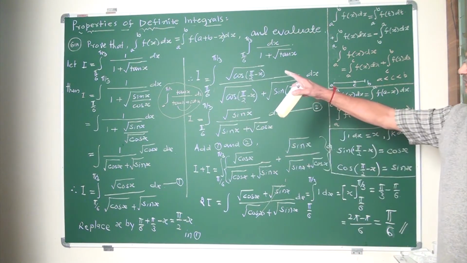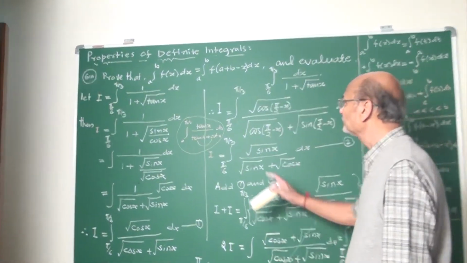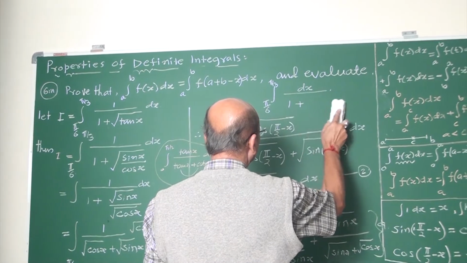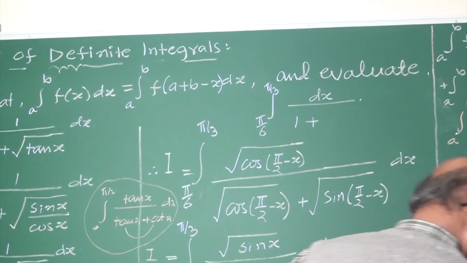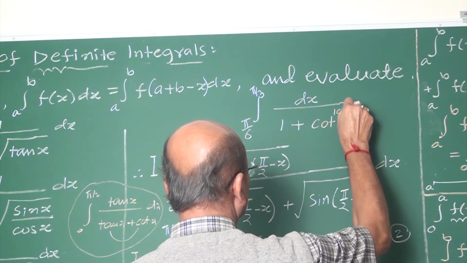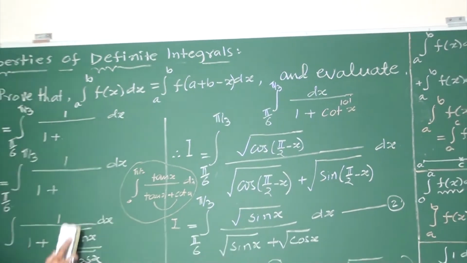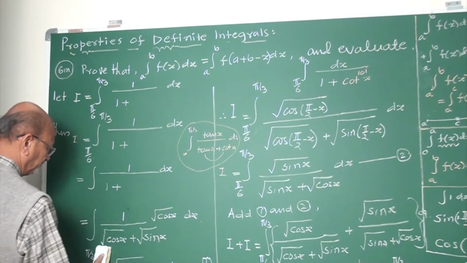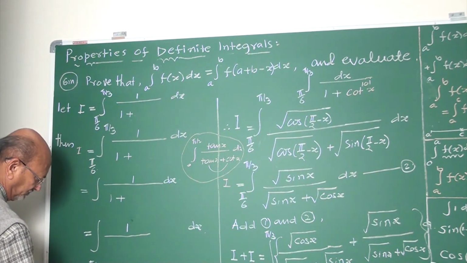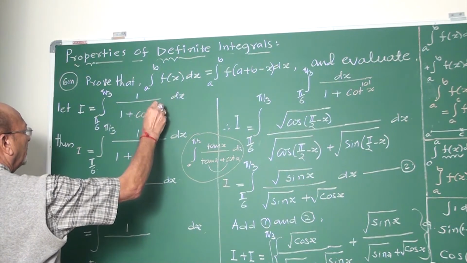Next example. This example I have done with tan, 1 upon 1 plus root tan x. Instead of this, I take another example with cot. Same statement: prove that this is equal to this. Theory part along with the example. Here, instead of tan, I take one example with cot, my friends: cot to the power 101x. Same method. What is this? It is cot to the power 101x.